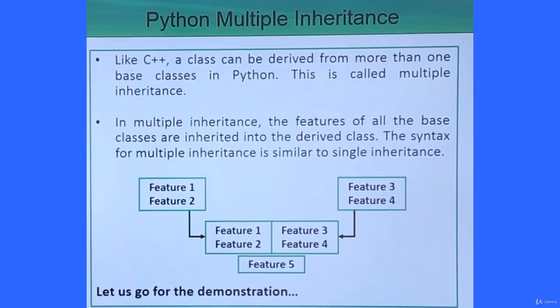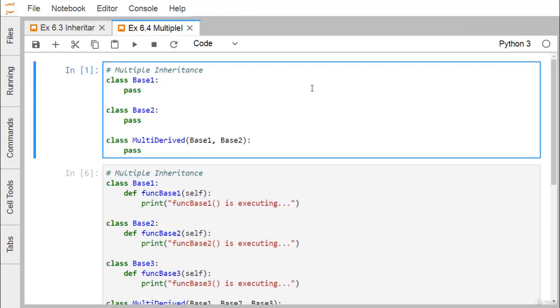So let us go for one practical demonstration to show you how multiple inheritance can be coded. So here is the demonstration for you. In case of multiple inheritance, we will have multiple base classes and one derived class, and the derived class will derive properties, that is the methods and variables, from the base classes.